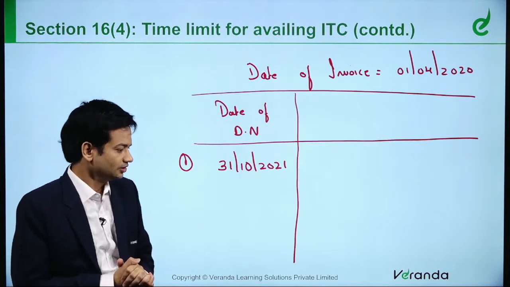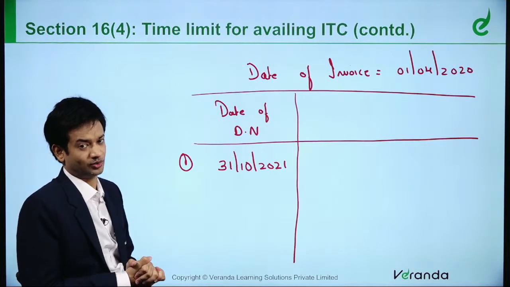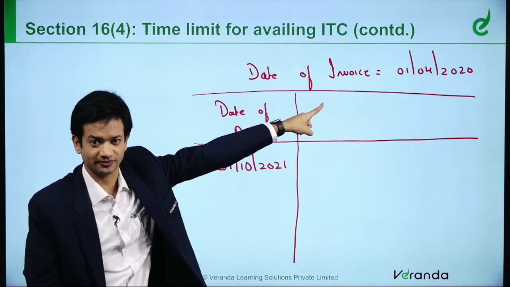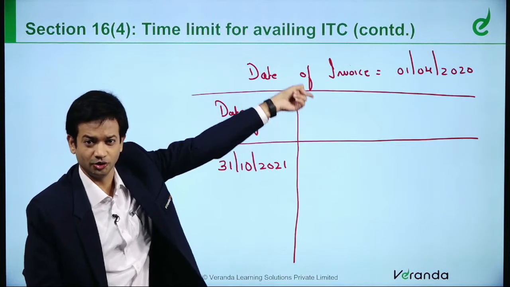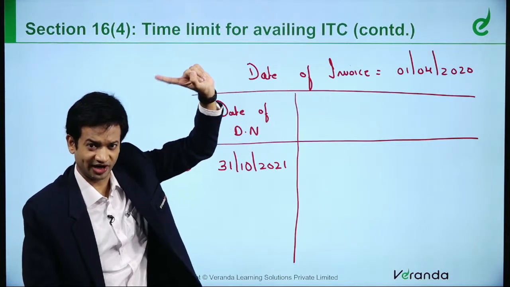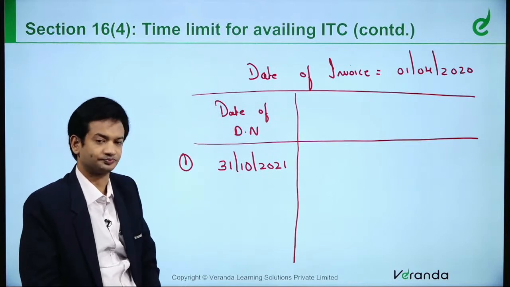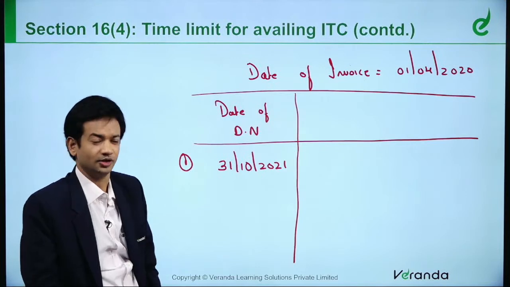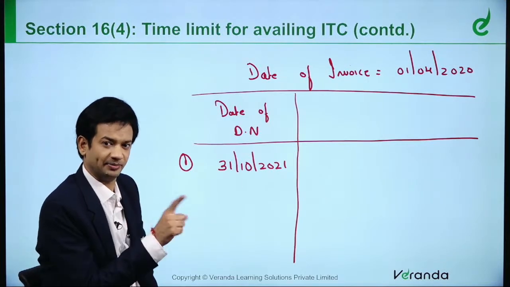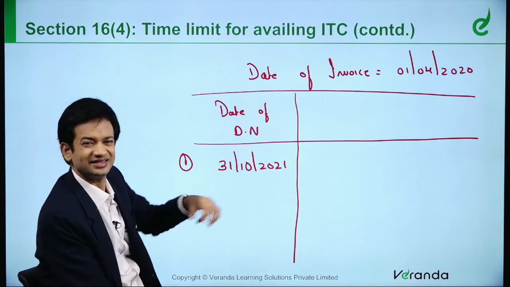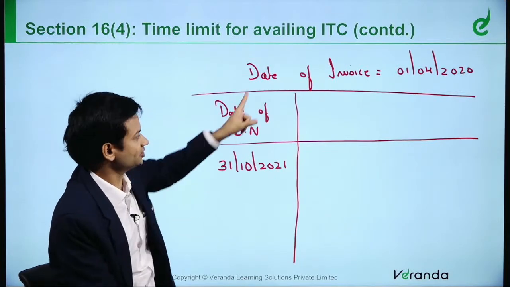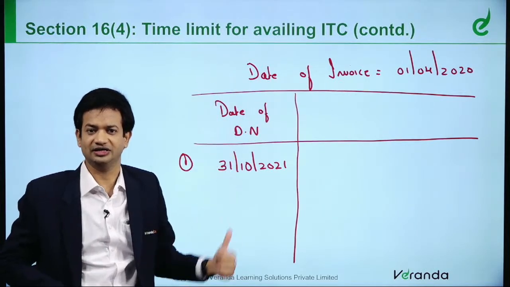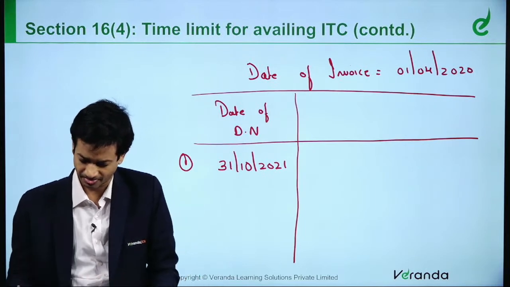Now when I raise a debit note, a question comes in: the time limit to avail ITC. For the invoice, what will it be? For the 1st April invoice, it will be 20th October 2021 or the date of filing the annual return, whichever was earlier. Now, what about the debit note? Pre-amendment, the debit note date is irrelevant. If the debit note pertains to this invoice, then based on this invoice's eligibility only, I can talk of claiming input tax credit.